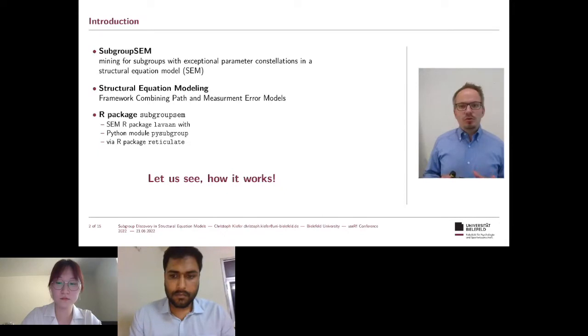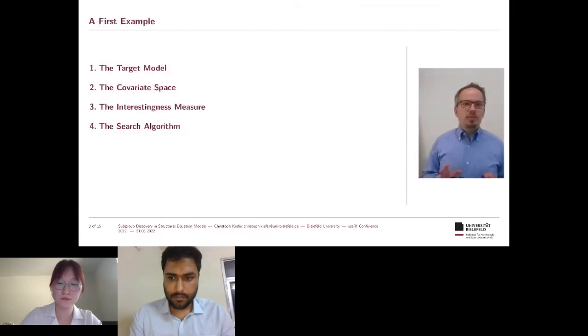So let me show you how all of this works. And let us start with a simplistic example to explain how exceptional model mining works and how you can apply it in R. Exceptional model mining proceeds in 4 steps. First, specification of a target model to be mined. Second, the specification of the covariate space to form subgroups from. Third, definition of a measure of interestingness or exceptionality. And fourth, choice of an algorithm and its components for subgroup search.